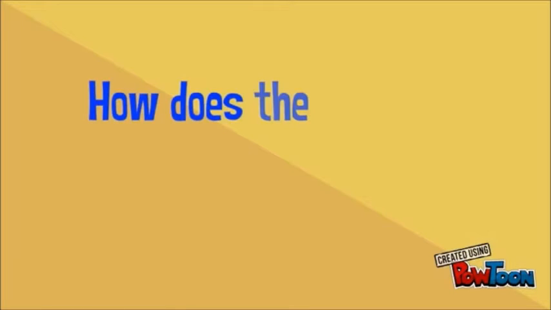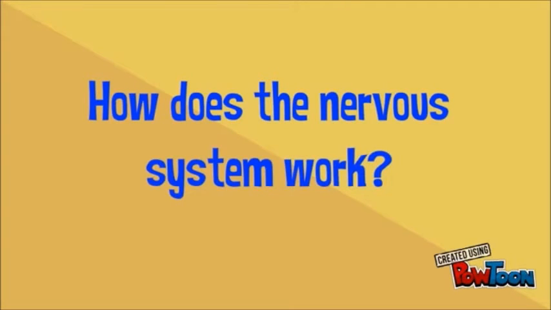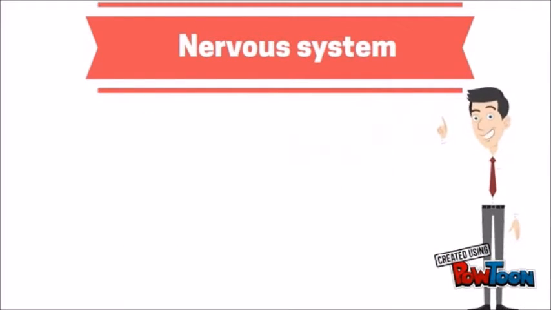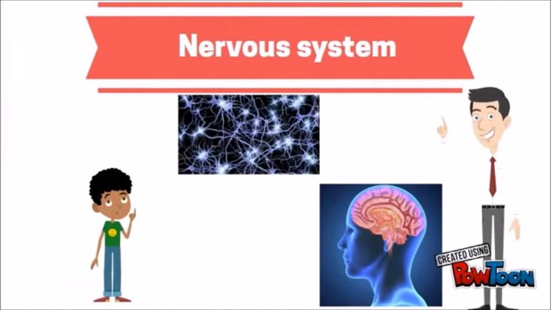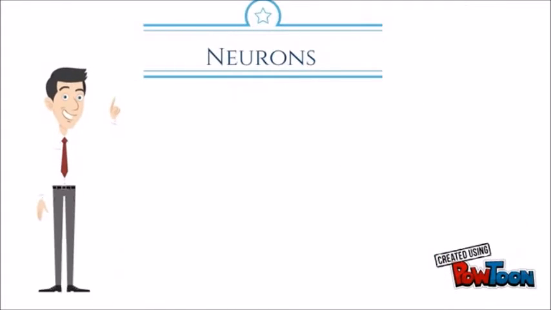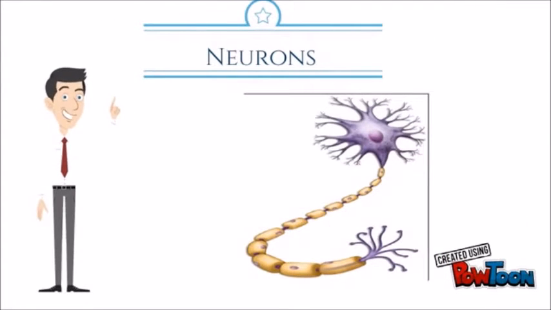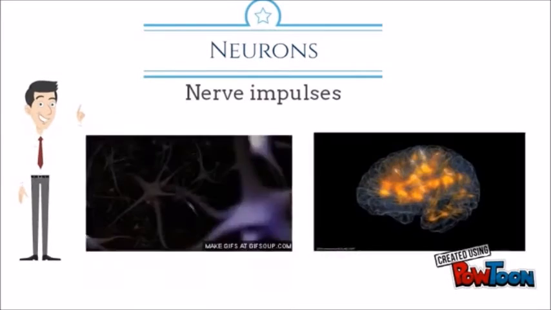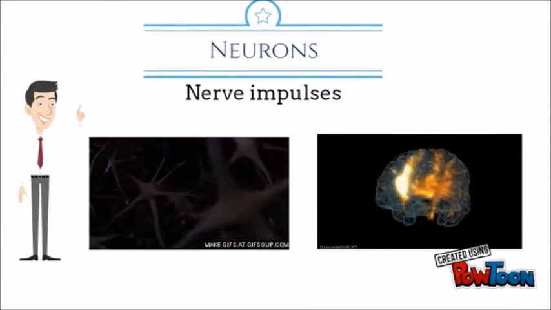And how does the nervous system work? The nervous system is made up of millions of neurons, which receive and transmit messages from different parts of the body and from the brain. Neurons are star-shaped. They consist of a cell body, a long extension called the axon, and shorter, thin fibers called dendrites. To transmit messages, they create nerve impulses, electrical signals.